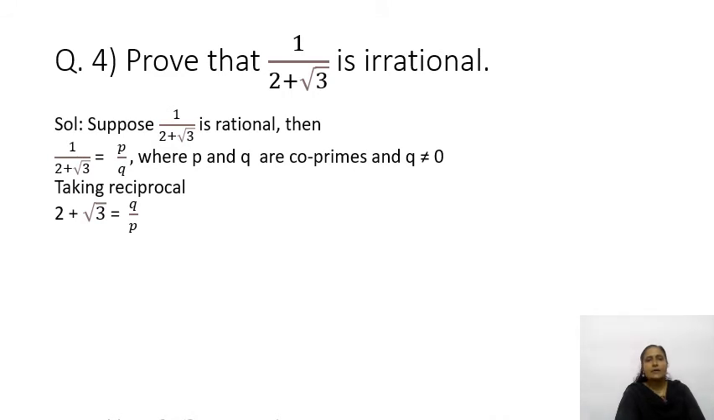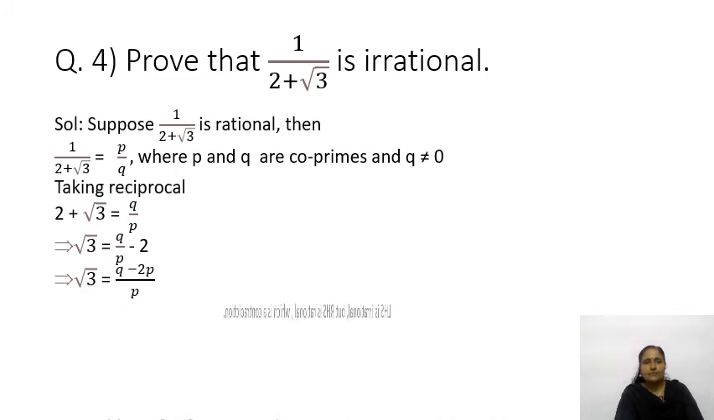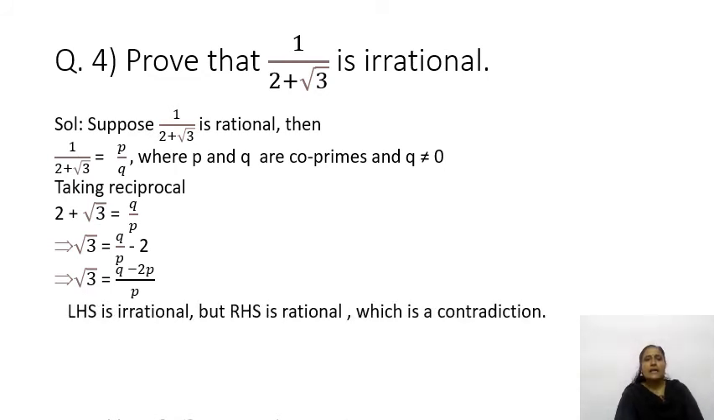Again, except root 3, the rest of the numbers we can shift to the right hand side. Then we will get root 3 is equal to (Q minus 2P) by P. So the left hand side is irrational but the right hand side is rational, which is a contradiction. So why did we get a contradiction? Because our assumption is wrong. Therefore, 1 by (2 plus root 3) is irrational. Now we'll check the next question.